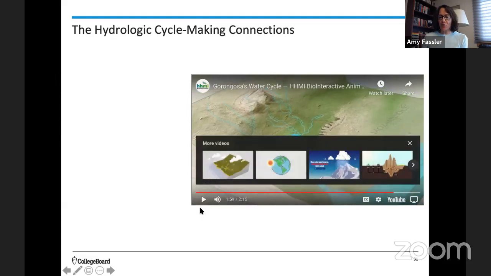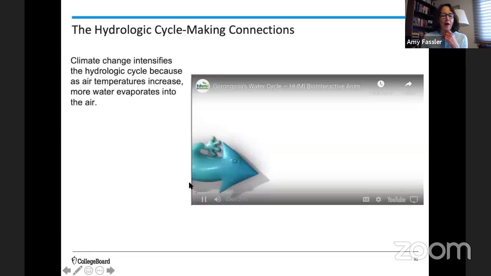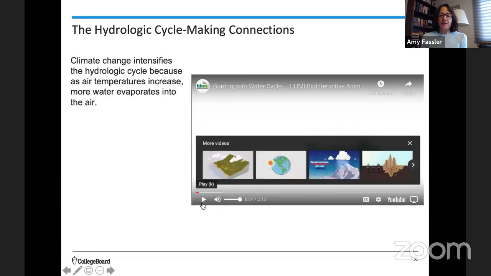What a cool visual for us to see, kind of in action, how the water cycle works. I bet some of those animals migrate for water supply too. Remember, they could migrate for food or water. So let's see the connection that we want to make here.